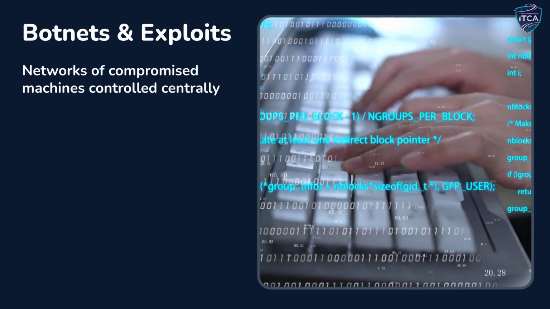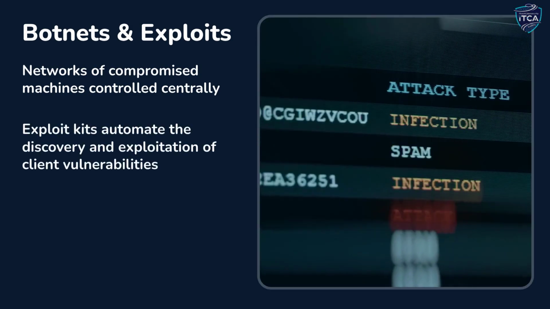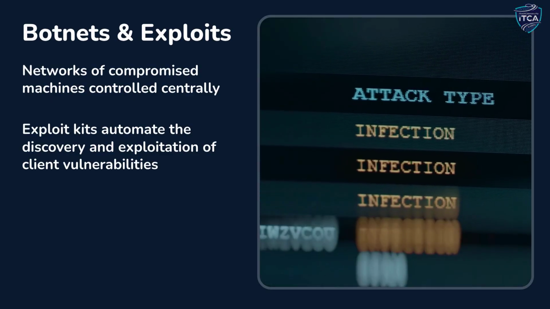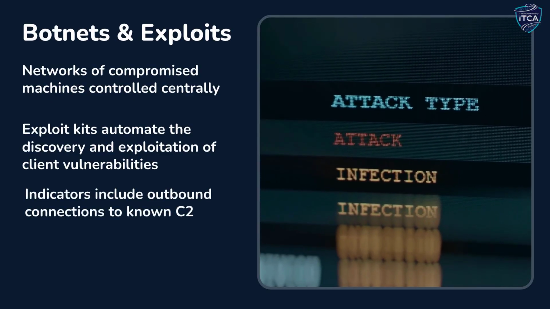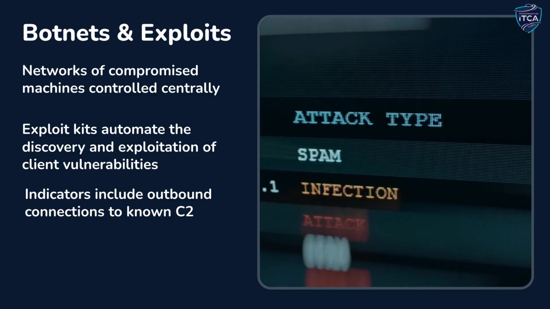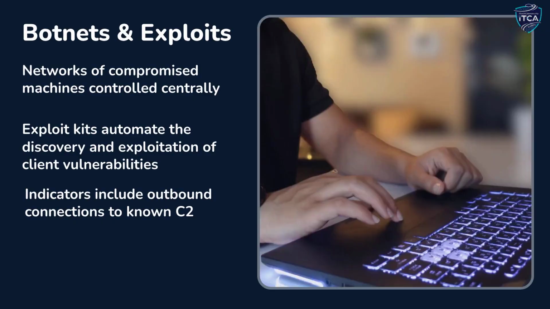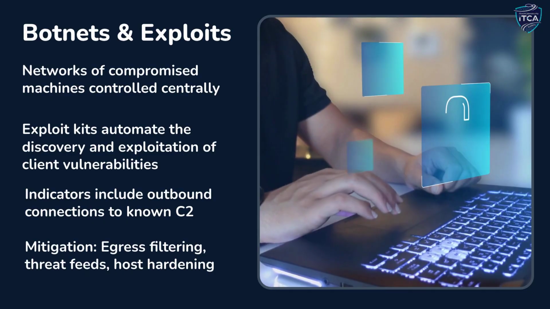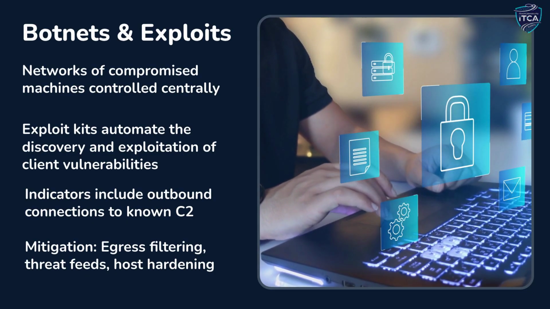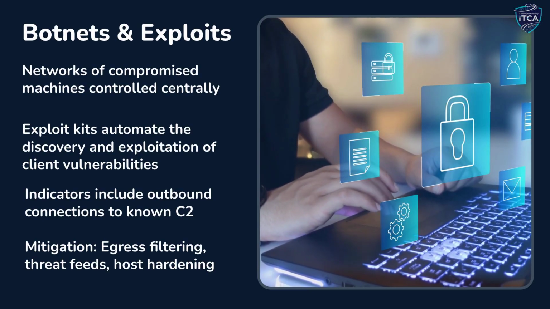Botnets and automated exploitation involve networks of compromised machines controlled centrally. They are used for scanning, brute force attacks, spam, and DDoS. Exploit kits automate the discovery and exploitation of client vulnerabilities. Indicators include outbound connections to known C2 infrastructure, suspicious periodic activity, high volumes of outgoing emails, or abnormal port scanning. Mitigation strategies include egress filtering, threat intelligence feeds, host hardening, network segmentation, and behavioral detection through endpoint detection tools.